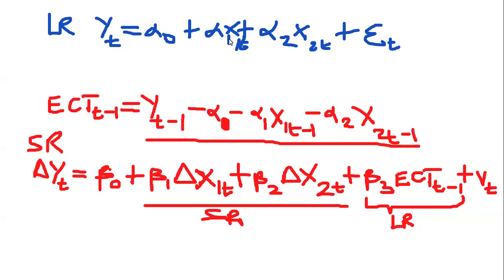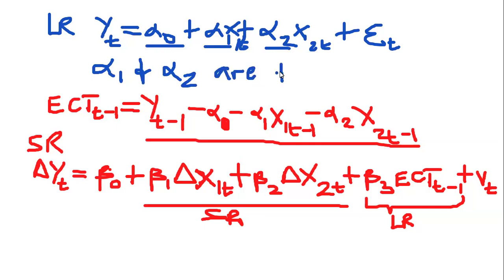And like I said, this is the constant. This is the coefficient of x1t, alpha 1, and alpha 2 is the coefficient of x2t. And I said alpha 1 and alpha 2 are the long run parameters. The long run parameters.